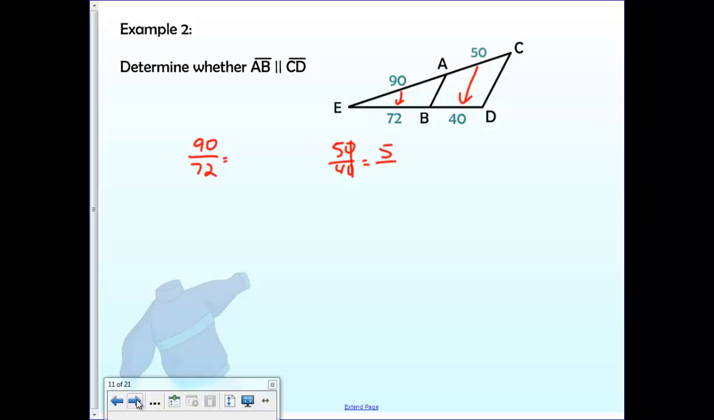Cross off your zeros, that one's easy. We get 5/4. Divide them both by 9 to start. Half of that. 5/4 equal to 5/4. These two sections are proportional. So are the lines parallel? We say yes, AB is parallel to CD. That's it. That's like the whole lesson in a nutshell.